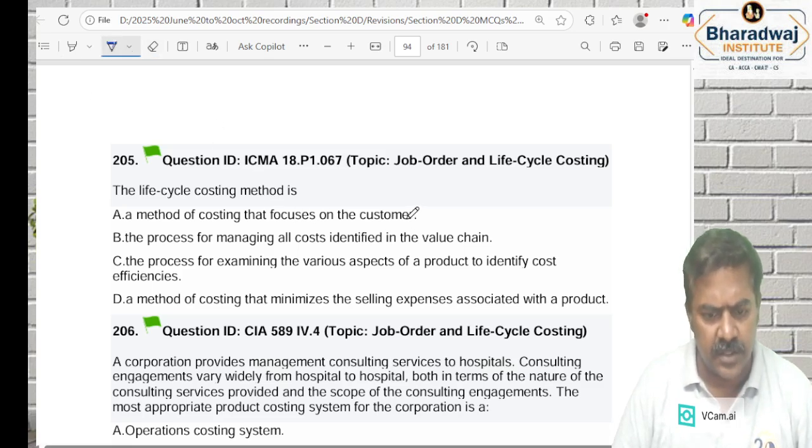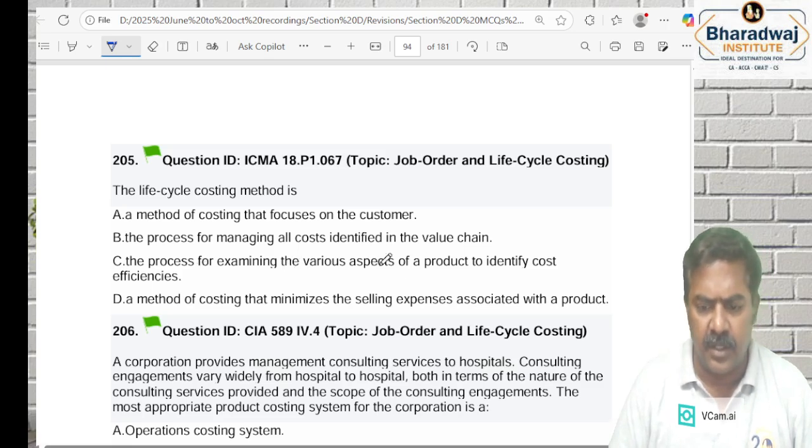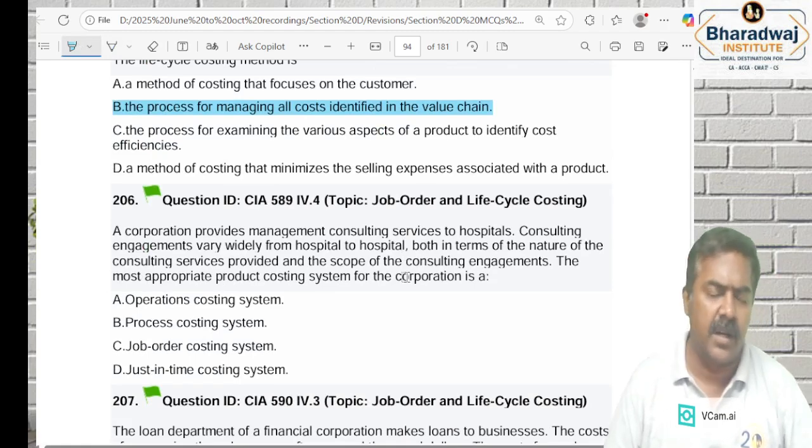Is it focused on customer? Is cost identified in the value chain? Examining various aspects of products, identify the cost efficiency. A method of costing that minimizes selling expenses. No. Actually, this should be the correct answer: value, all the costs that are incurred in the value creation, from R&D to distribution.